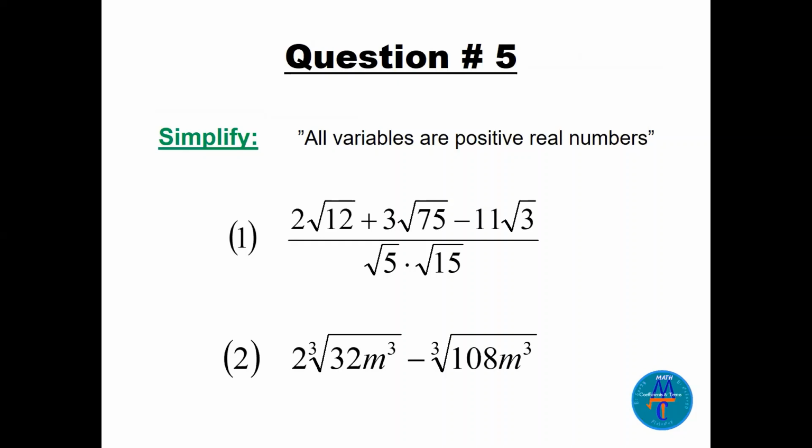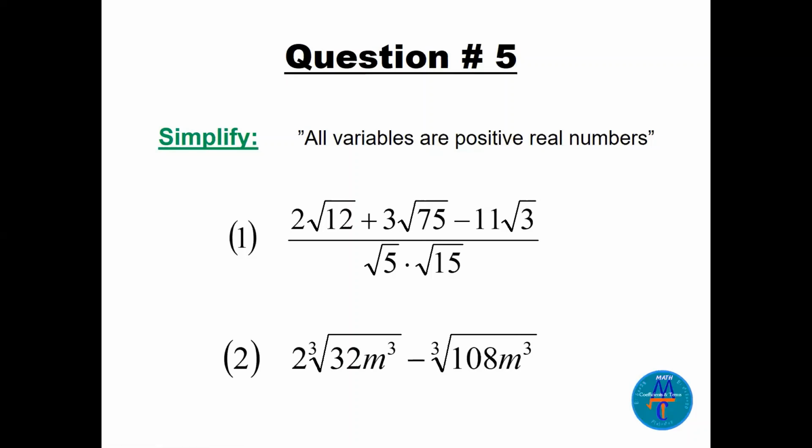Number 5, we have 2 parts, 1 and 2. Let's take each one separate. 2 square root of 12 plus 3 square root of 75 minus 11 square root of 3, all divided by square root of 5 times square root of 15. You can take a minute, please, to try the first one, and then you can check the detailed solution on the next slide. I hope you have finished by this time.